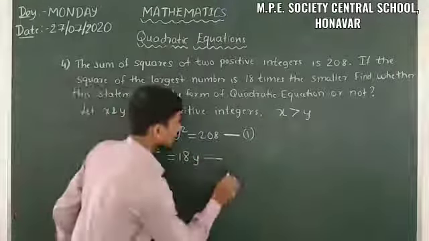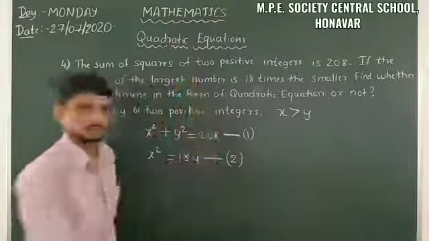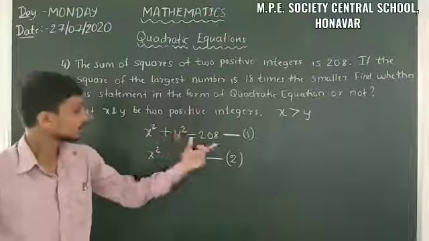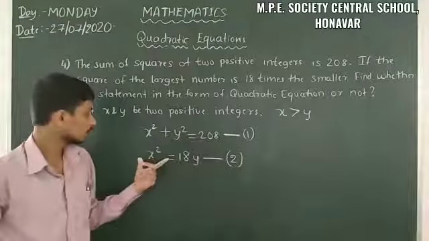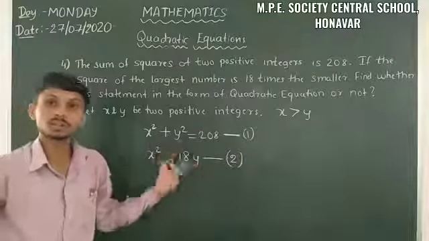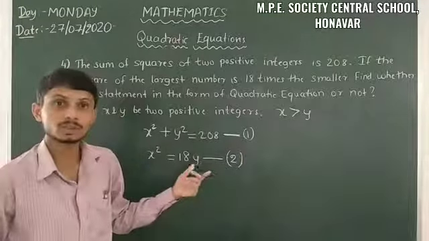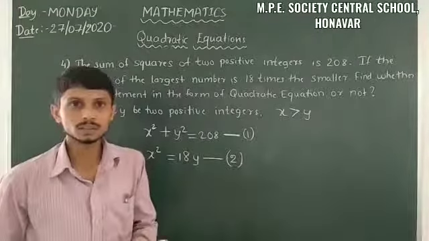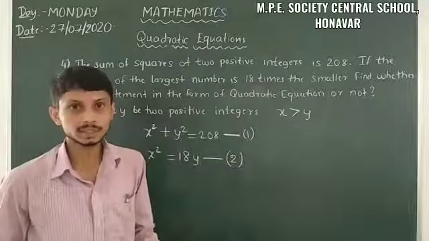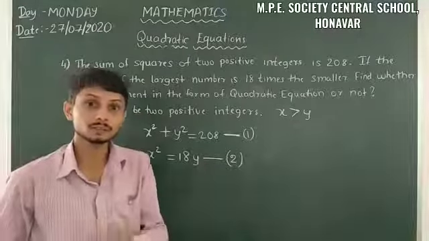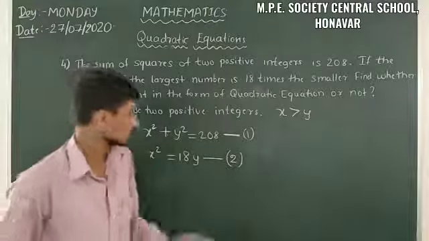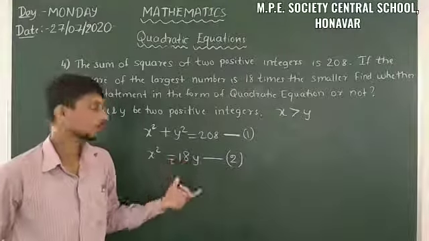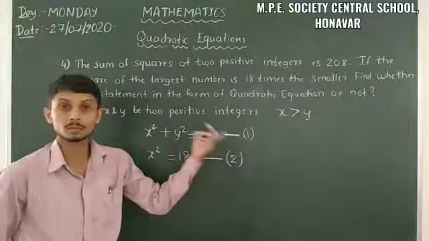So it is equation number 2. So the two statements are in the form of x square plus y square is equal to 208, and x square is equal to 18y. Both equations are quadratic because the highest power of the leading term is 2. But we have to find the quadratic equation in only one variable. So here we have to check whether it is quadratic or not by substituting the value from equation 2 in equation number 1.